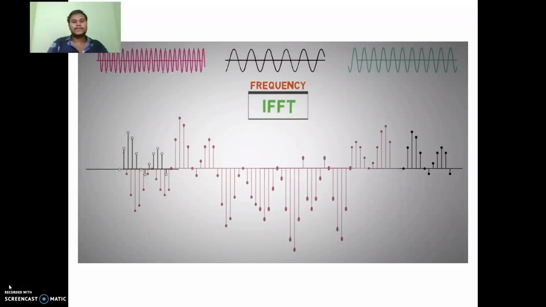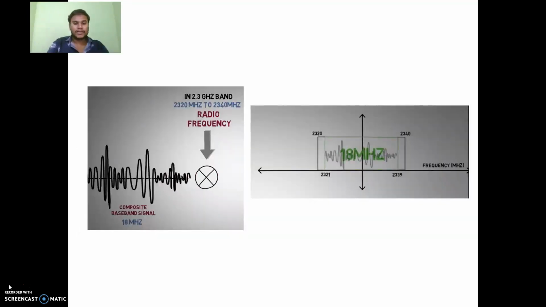Therefore, once the signals are passed through your IFFT block, you will get the sampled version of the composite waveform. To this sampled version of the composite waveform, we include the cyclic prefix. That is, the end portion of the last symbol is added at the beginning of the samples. Then this composite waveform is passed through the DAC, that is the digital to analog converter, to get the analog signal. This analog signal is a composite baseband signal of your desired bandwidth of 18 megahertz and is passed through the RF modulator.